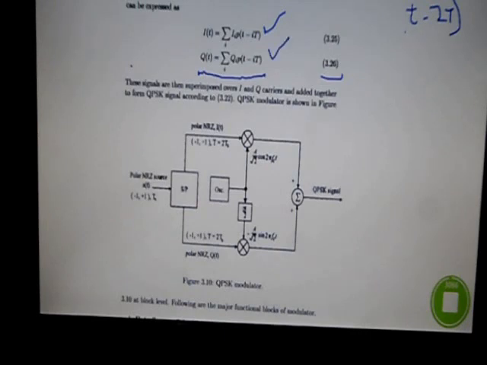I hope you are not afraid of these summation notations now, because you just see your Q sub k, which is a set of even number of bits, and you can form your Q of t from just the addition of these delayed versions of P of t.